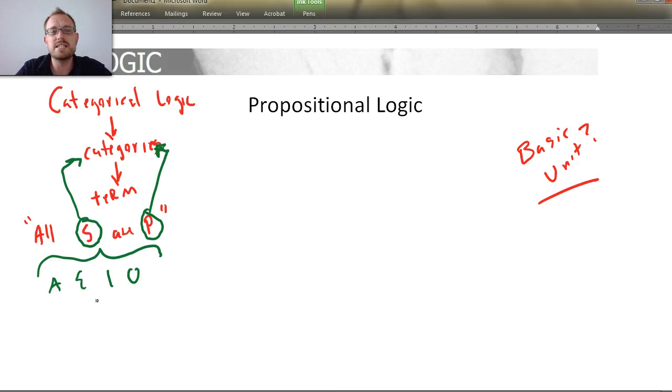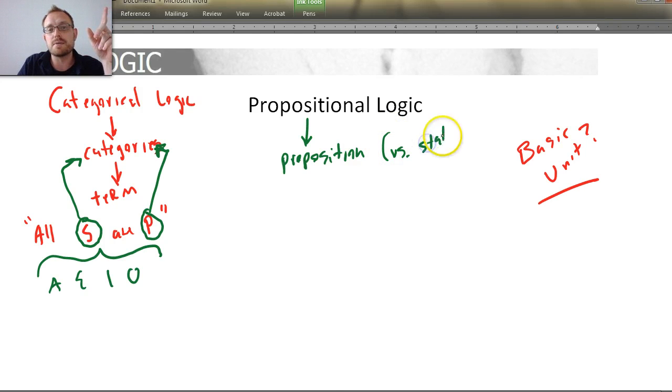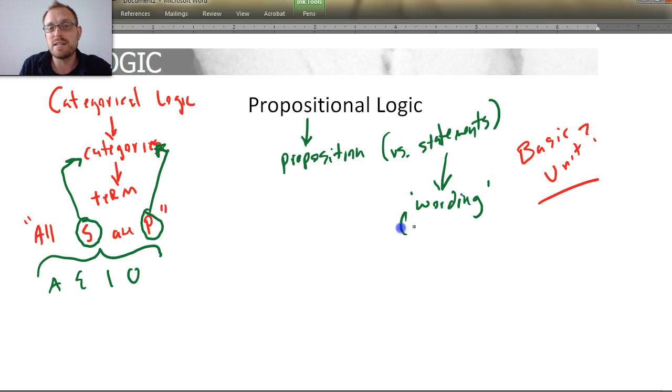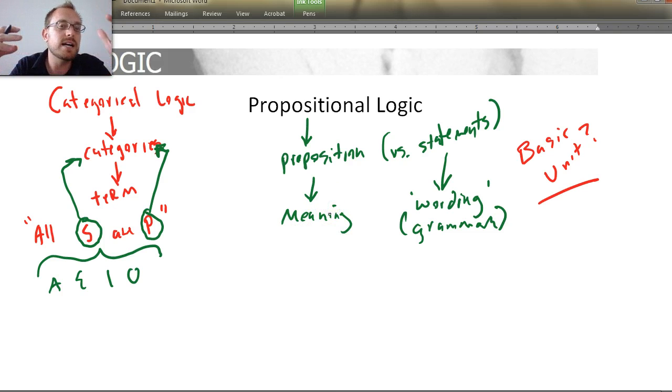Now, what exactly is the basic unit of propositional logic? The answer is quite simple. It is a proposition. If you recall, what's the difference between a proposition and a statement? In an earlier video I actually covered this, but a statement refers to the wording, the phrasing that people give when they make arguments. This has to do with the grammar that people use. Whereas the proposition doesn't refer to the wording, it refers to the meaning of a claim. And so an argument has multiple propositions.